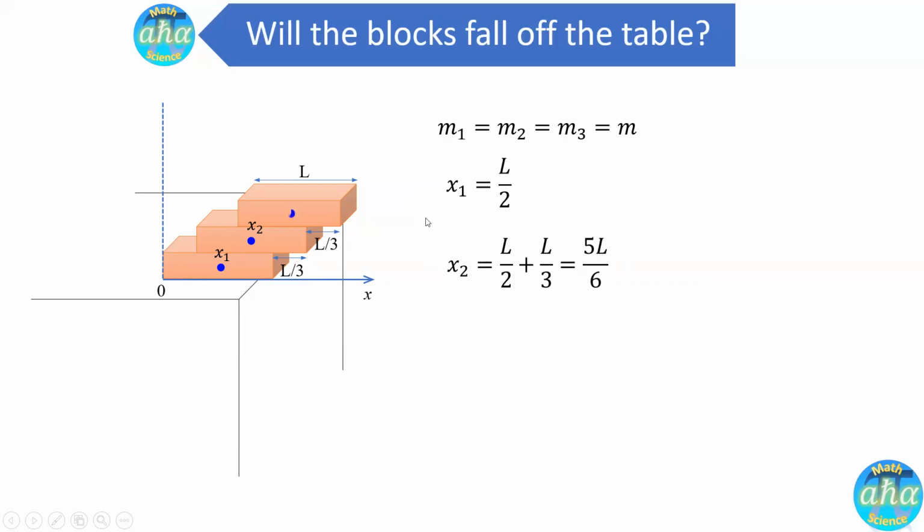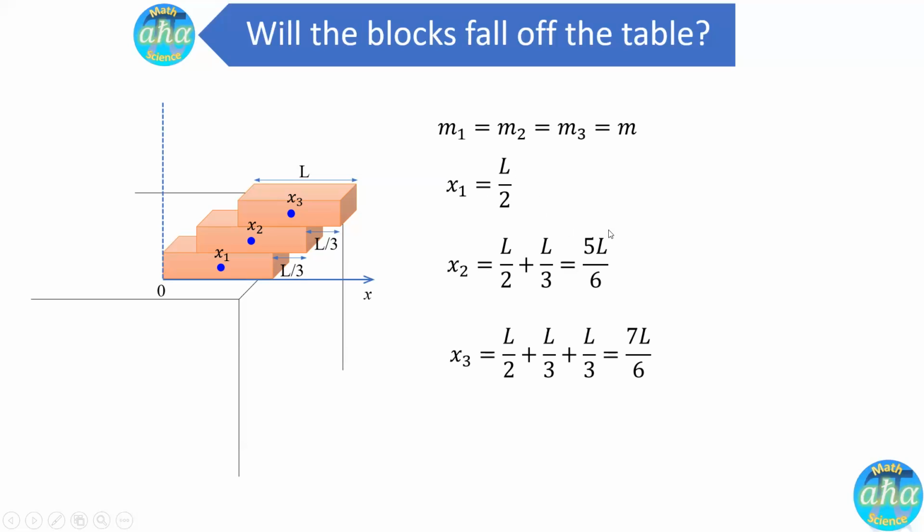Now we can also figure out the position of the third block, which is X3. So X3 is here. It's L/2 from its own left edge. But now we have two shifts that we have to include. One is this one, that's L/3, because the third block is shifted by 1/3 of L with respect to the edge of the second block. And then this first shift is also 1/3 of L. So taking into account these two shifts, X3 is L/2 plus L/3 plus another L/3, and it's equal to 7L/6.